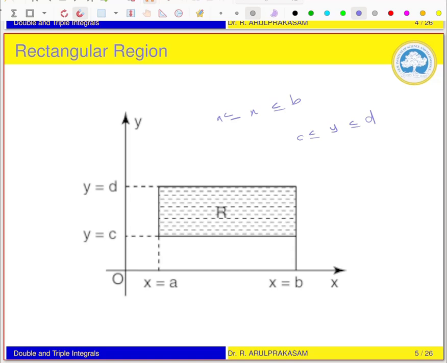So what happened here? x is equal to a is parallel to the y-axis, x is equal to b is parallel to the y-axis, and y is equal to c is parallel to the x-axis. So these bounded lines, x is equal to a, x is equal to b, y is equal to c and y is equal to d, these four lines cover a region. This bounded region is called a region. How to evaluate the area of the region? This is the meaning of the double integral.